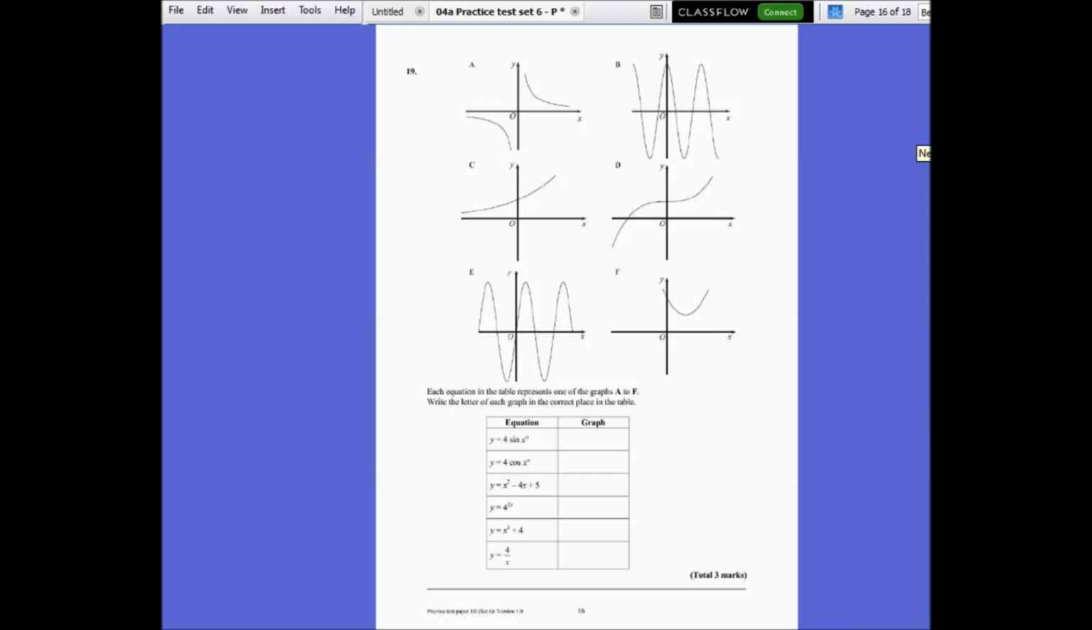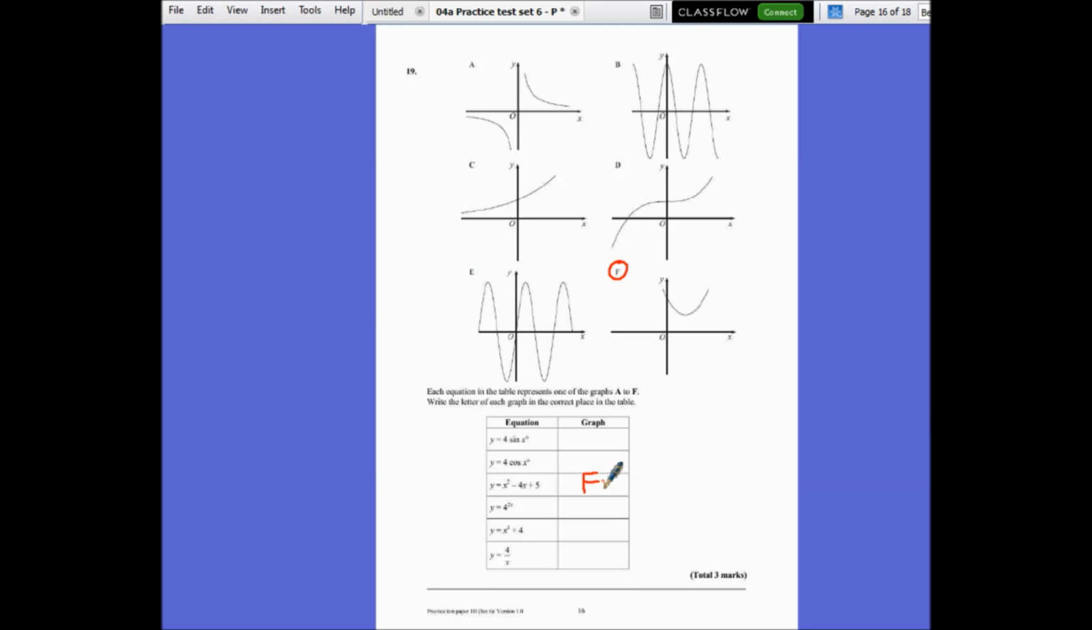Question 19. Match up the equations with the graphs. So when you've got a question like this, always pick off the easiest ones first and leave the more difficult ones to the end. So straight away, looking at those graphs, we've only got one parabola, and a parabola must be an x squared graph. So if we look down at the options that we've got, then the x squared graph is the third one down, so that one there must be graph F.